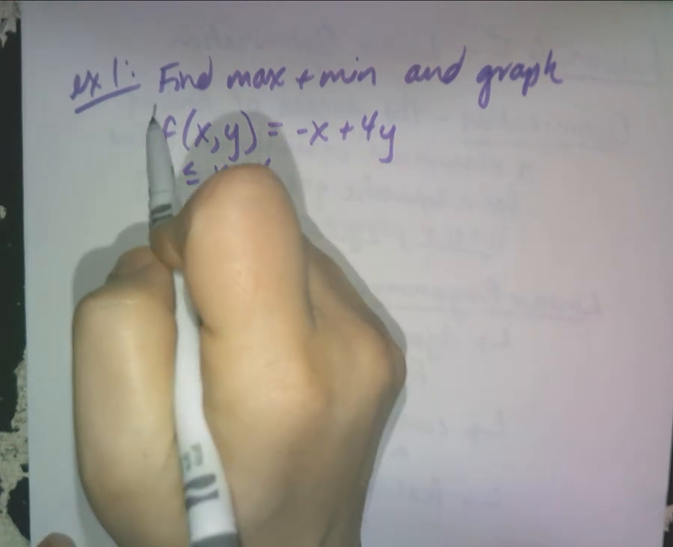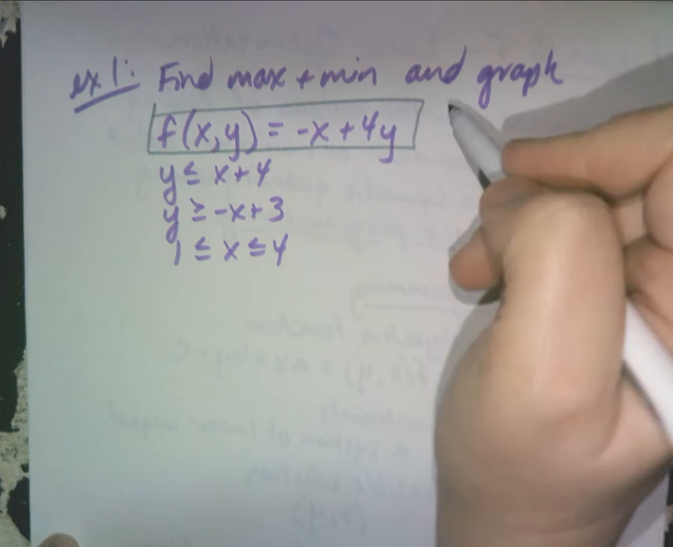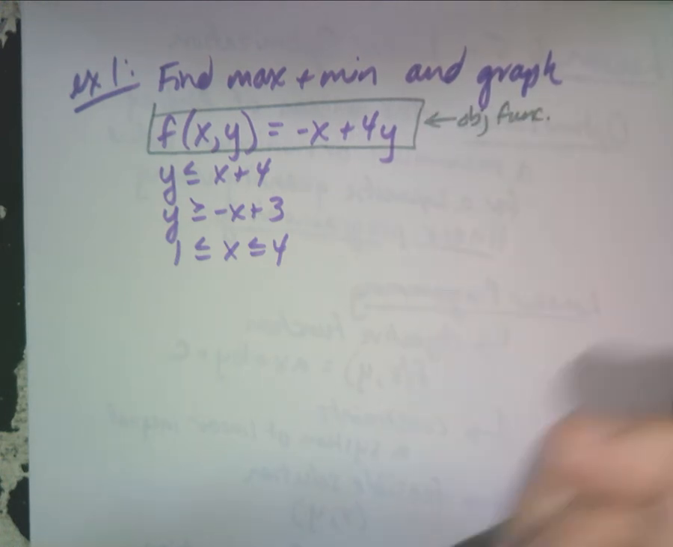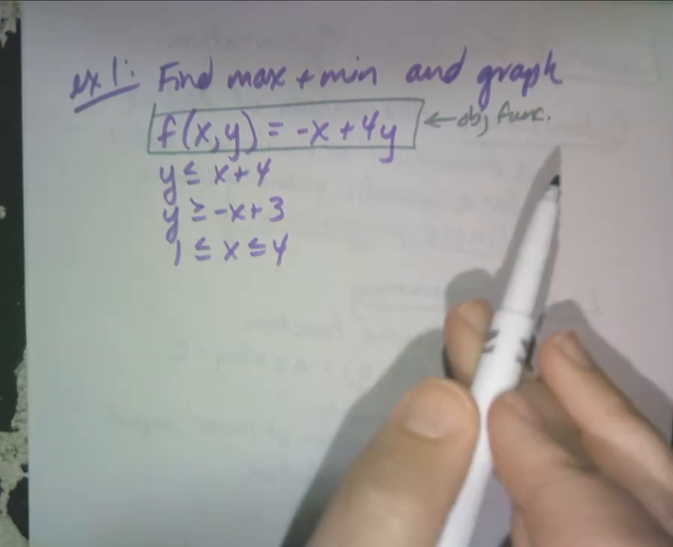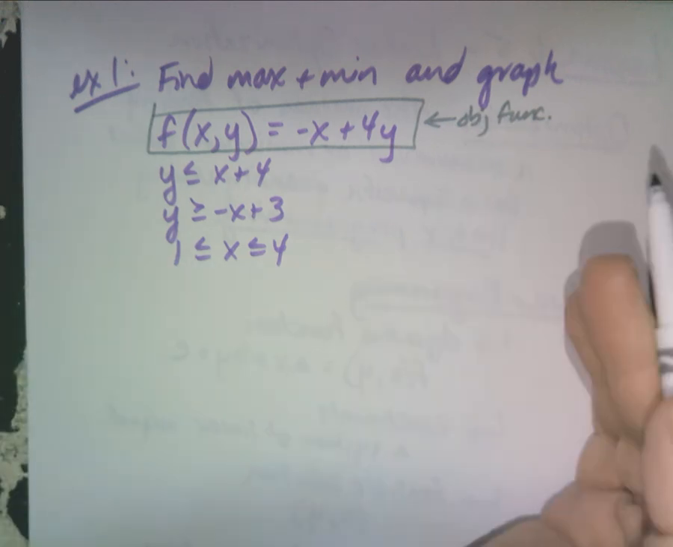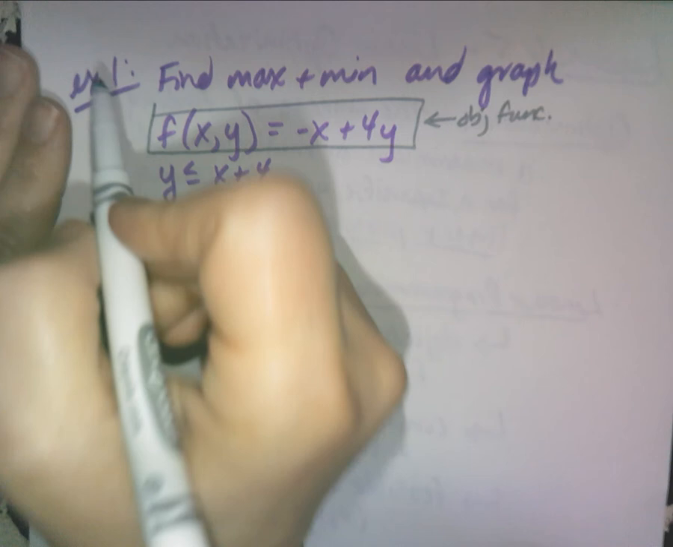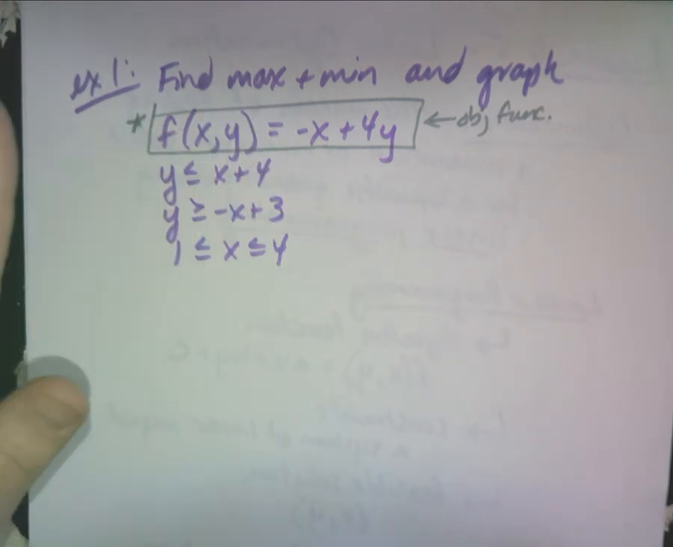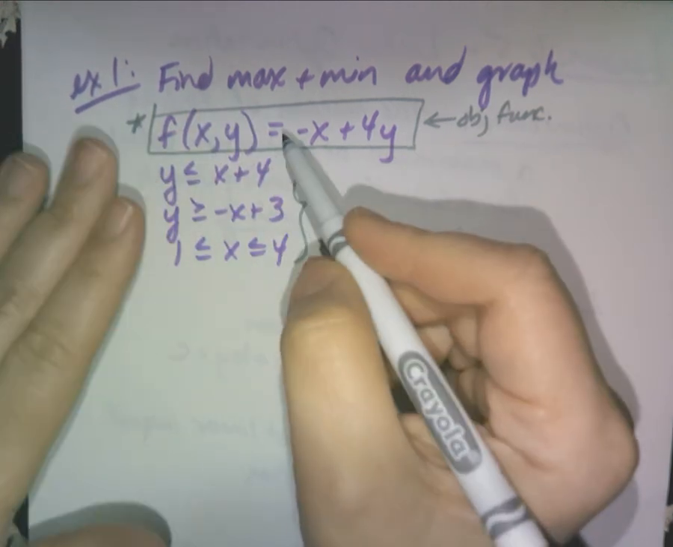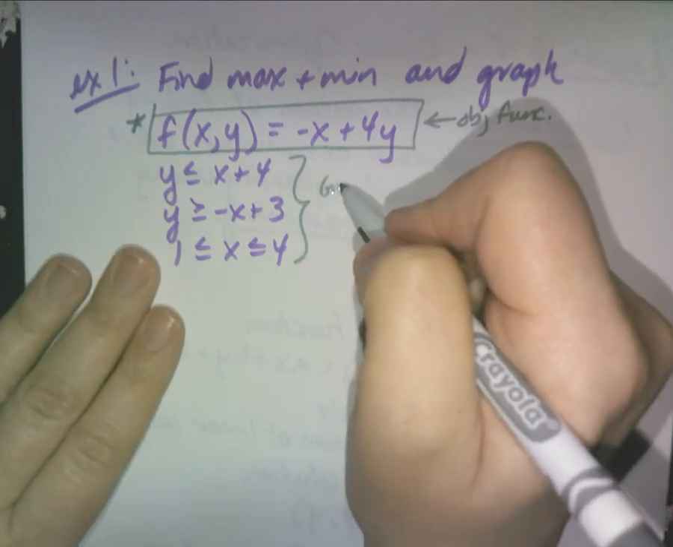This first thing right here, where it says f of x y, that is your objective function. That is what will help you find the max or min. Do not graph that. I don't know how you would. Some people have tried. Don't graph it. Okay, that is your objective. Leave that for the end. These 3, what looks like 3, there's actually 4. These 3 are your constraints, and you are going to graph them.